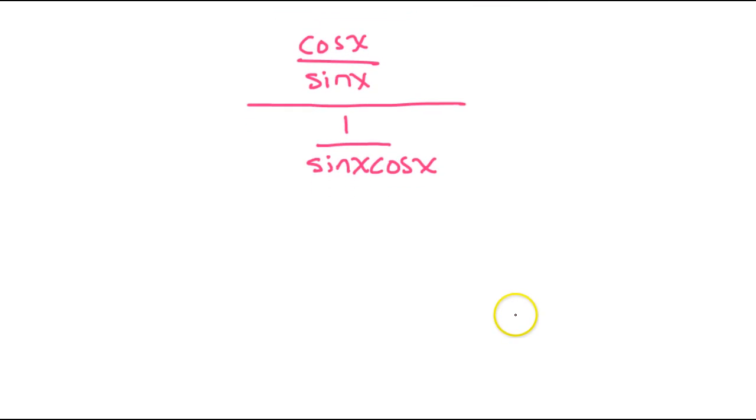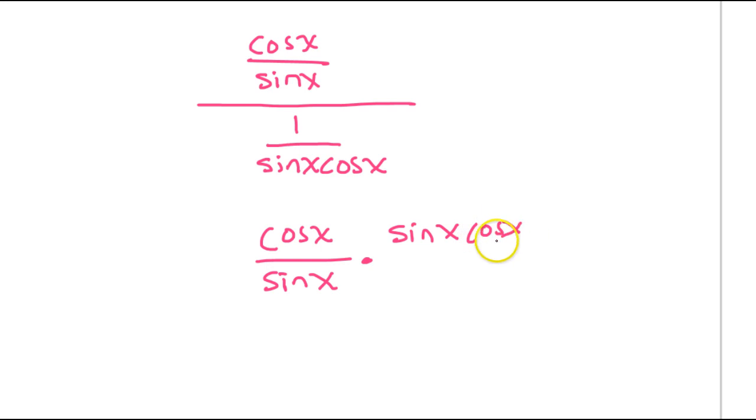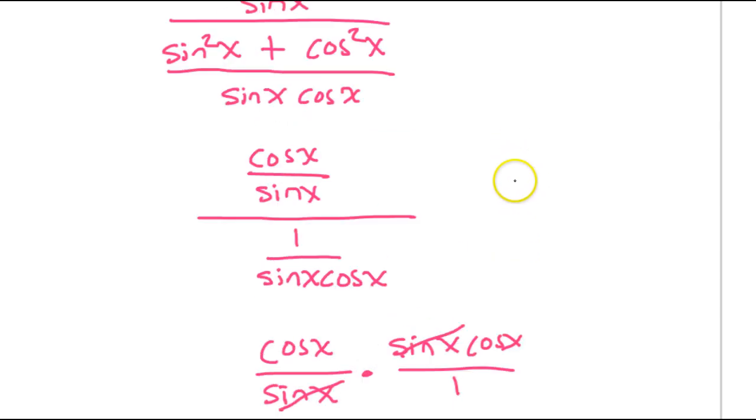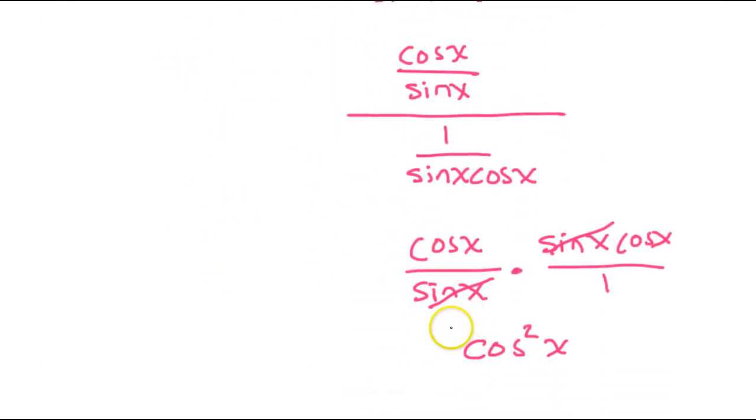Okay, well, when you have a fraction divided by a fraction, you can multiply by the reciprocal. So that's going to give me cosine x over sine x times, now I'm just going to do the reciprocal of this, which will be sine x cosine x over 1. Don't really have to write the 1, but why not? And then you'll notice that these sine x's cancel each other out. So that leaves me with cosine squared x. Now it's time to look back and see what the target was. Oh, look, cosine squared x, exactly what I wanted. So that problem worked out very nicely.